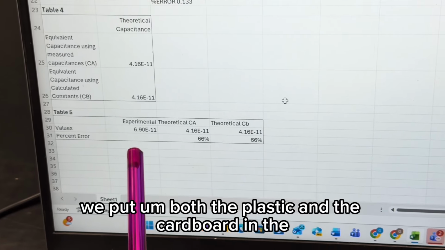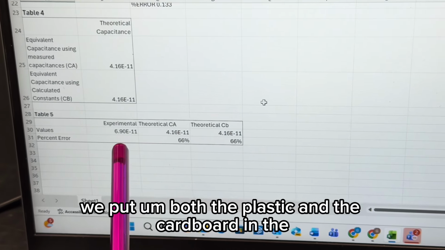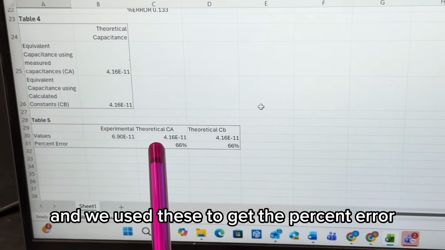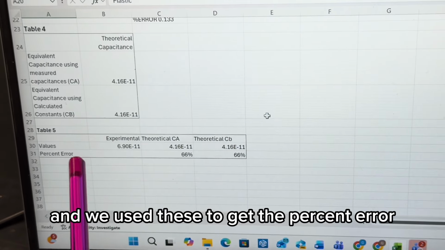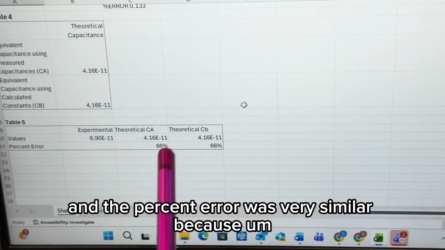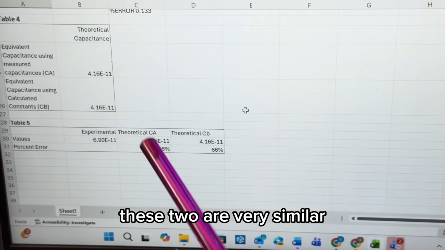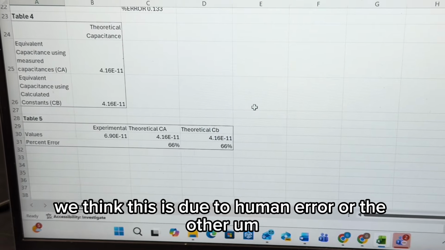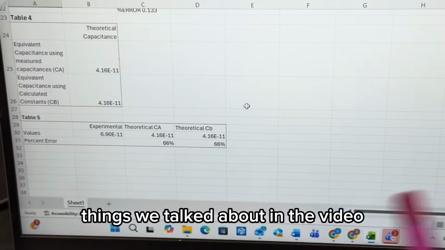After this, we put both the plastic and the cardboard in the experiment, and we used these to get the percent error. And the percent error was very similar because these two were very similar, but it's a very high percent error. We think this is due to human error or the other things we talked about in the video.